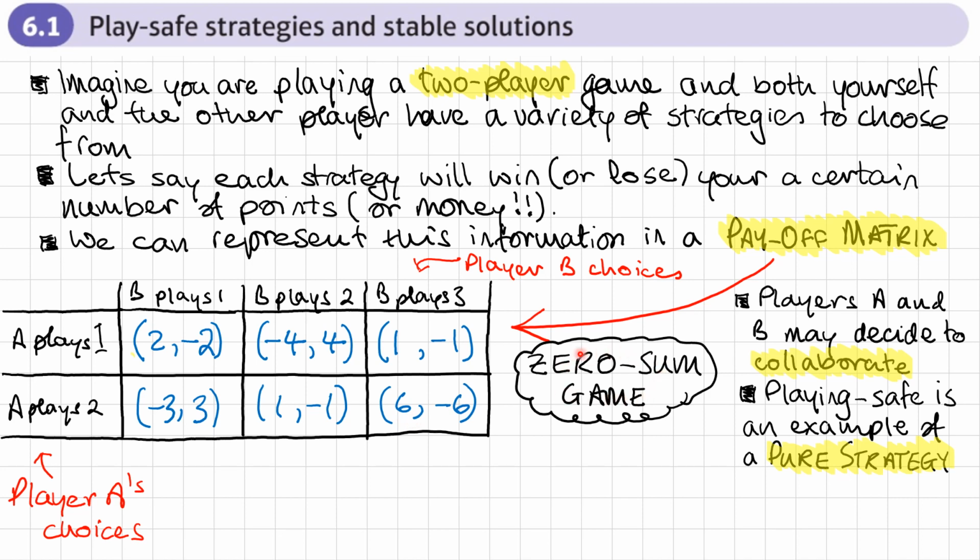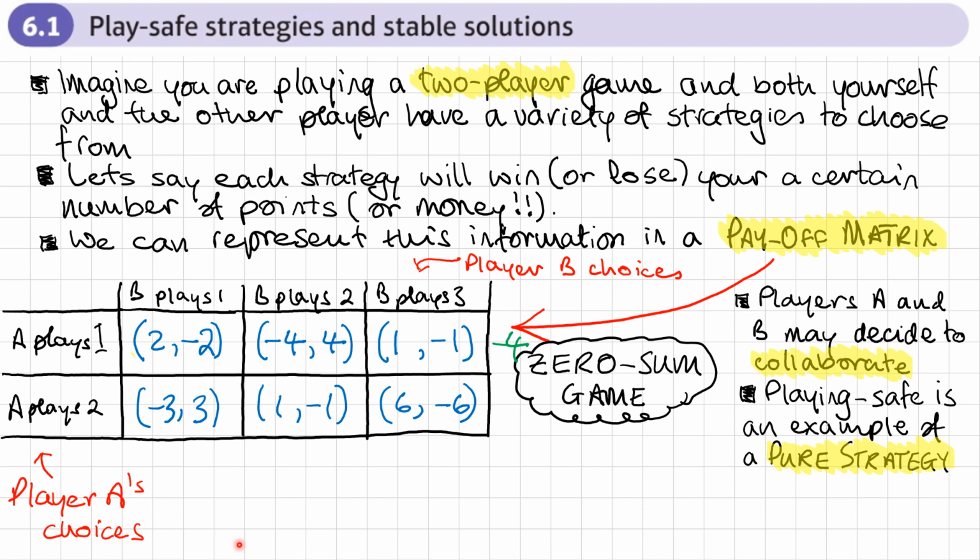So let's say that both players are not collaborating. They're using a pure strategy of playing safe, which means they don't know what the other player is going to play, but they want to choose a play, either 1 or 2, or for player B, 1, 2 or 3, that's going to give them the least worst option. So let's look at player A playing 1. Now if they play 1, they don't know what B is going to play. They could win 2, lose 4 or gain 1. So what's the worst that can happen? They can lose 4. So I'll put -4 here.